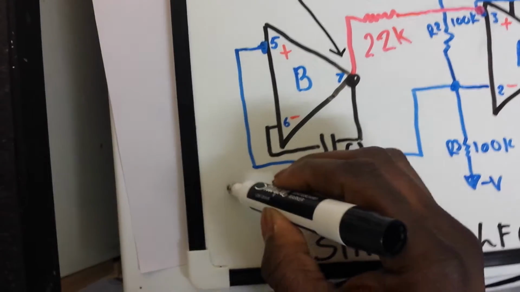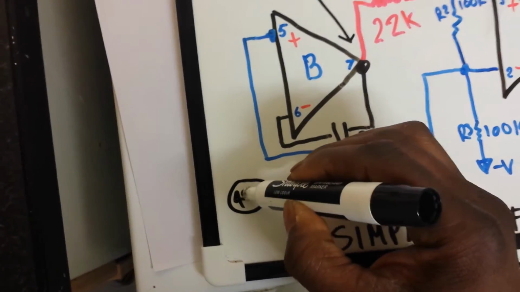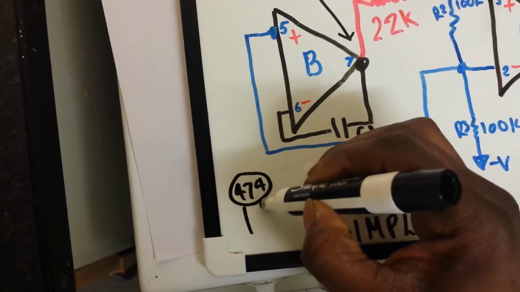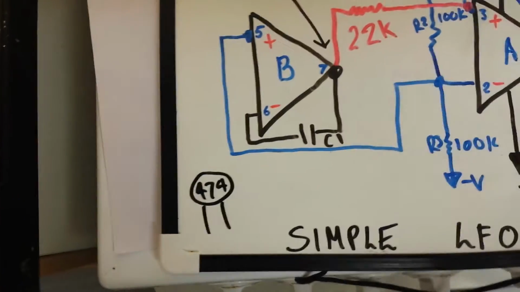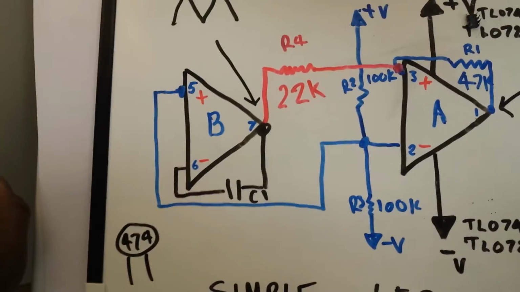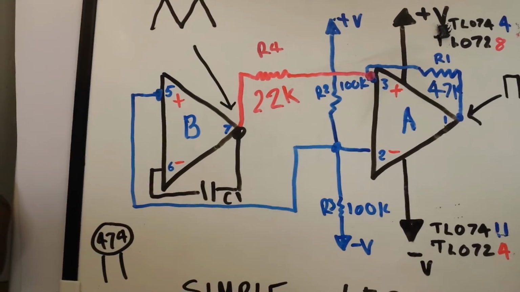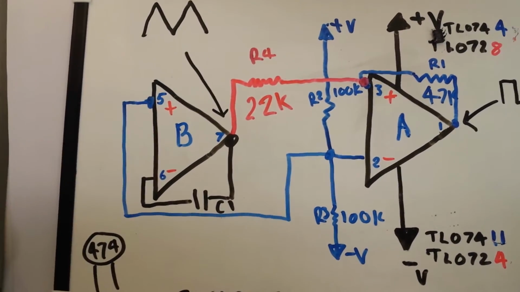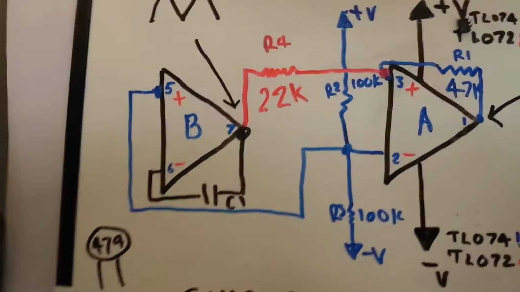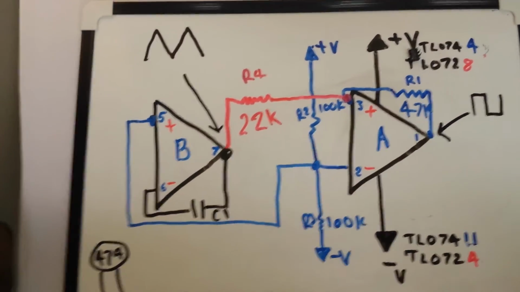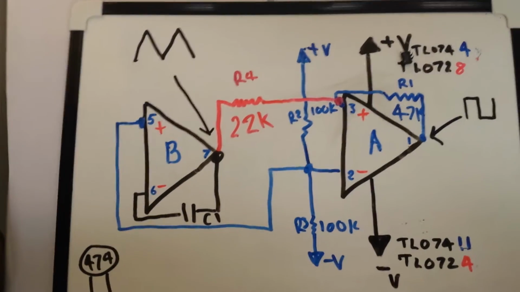The cap will be marked 474, which I think is about 0.47 microfarads, or 0.47 UF.